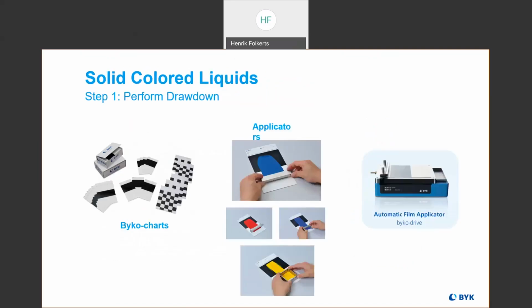So for these solid colored liquids, the first step in measuring those is, again, to draw it down. So you want to take some sort of standard substrate, such as our BICO charts, and they come in all different designs and sizes. You then take an applicator, such as a drawdown bar or a wire wound rod, and apply the material to the backing, to the substrate. You can also use an automatic film applicator for this. That adds an extra bit of uniformity to the sample preparation.